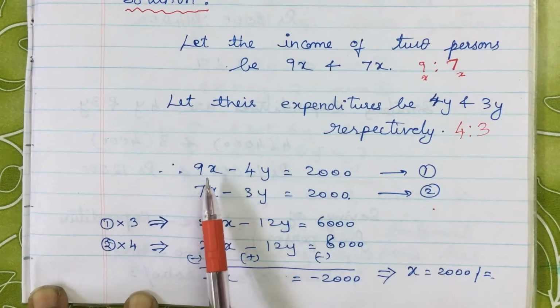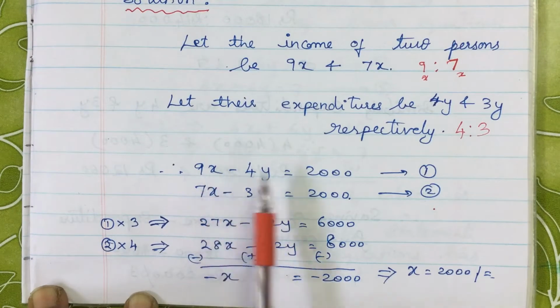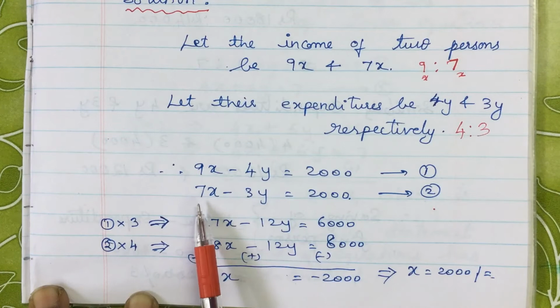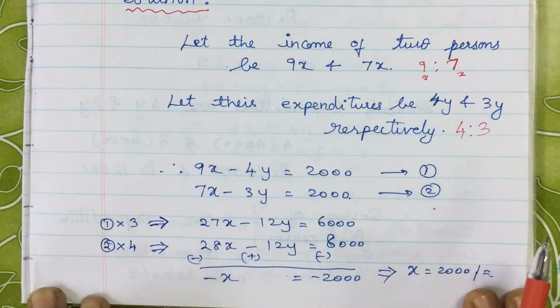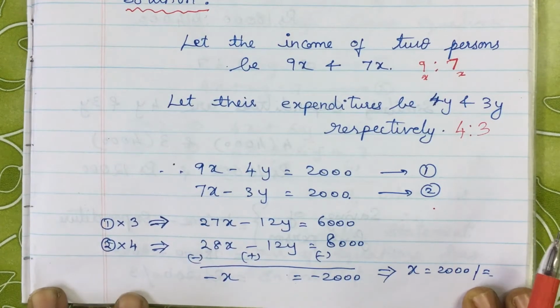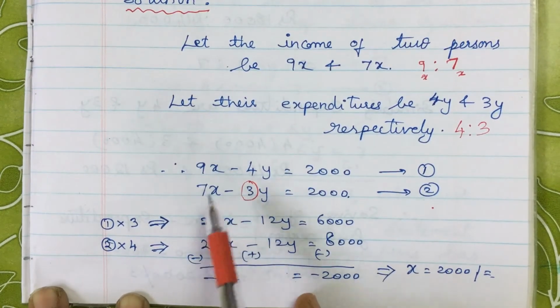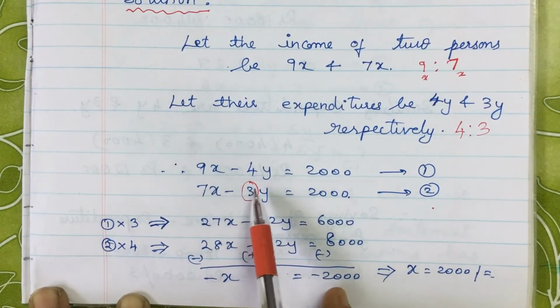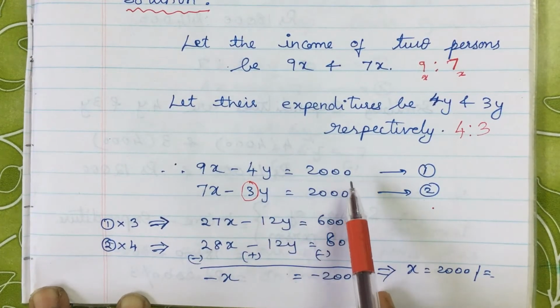Similarly, if you inspect the variables here in 1 and 2, the coefficient of x is 9 here, the coefficient of y is -4. Similarly here it is 7 and here it is -3. So what you have to do is look for the smallest coefficient, so that tedious calculations, multiplications and divisions, will be avoided. So I am selecting this 3, because that is the smallest number compared with the coefficients of all the variables given in equations 1 and 2.